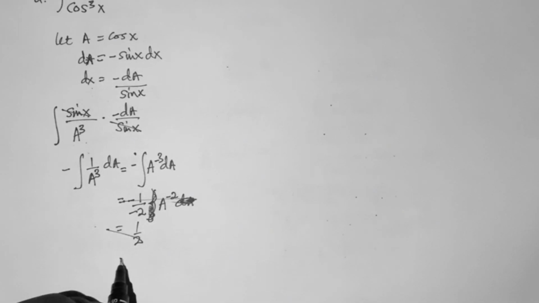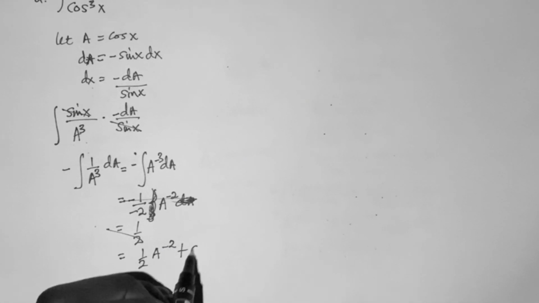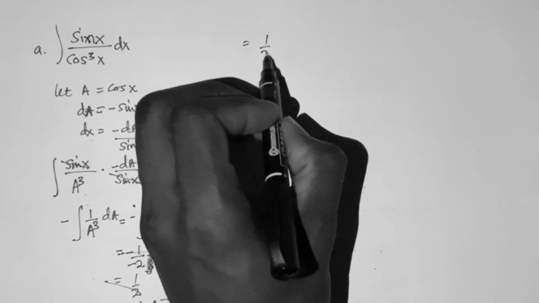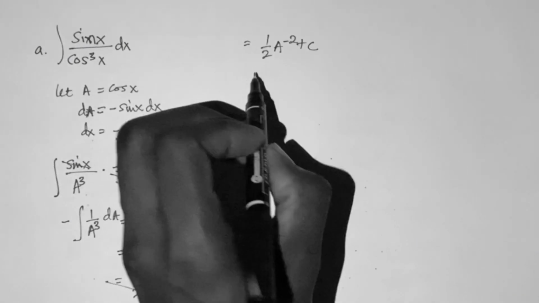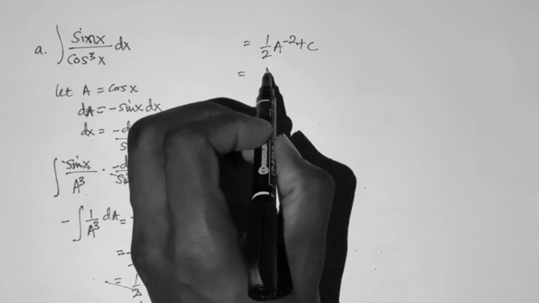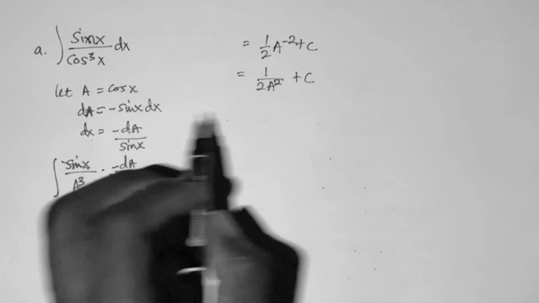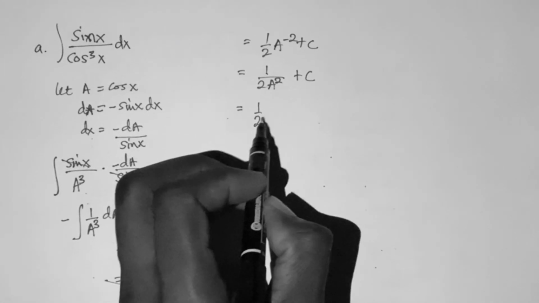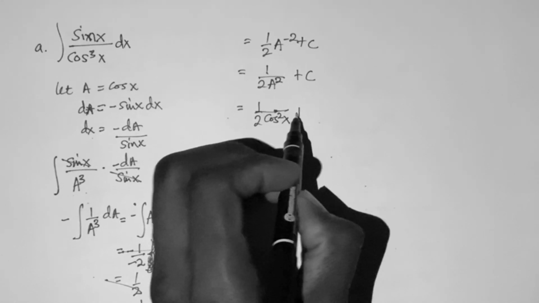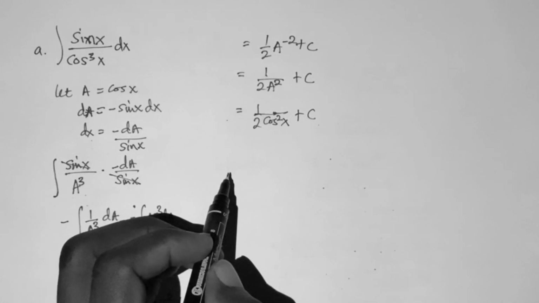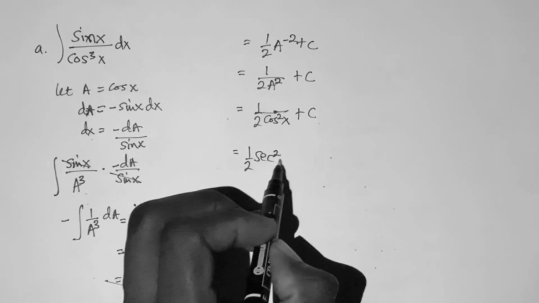So if you integrate this, you are going to get half of a exponent minus 2 plus c. So our answer is half a exponent minus 2 plus c. This can also be written as 1 over 2a squared plus c. But a is cos x, and therefore this is equal to half of 1 over cos squared x plus c. But 1 over cos x is sec x, so this will become half sec squared x plus c.